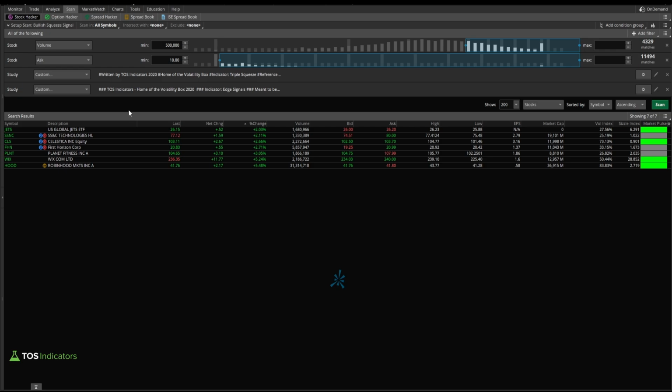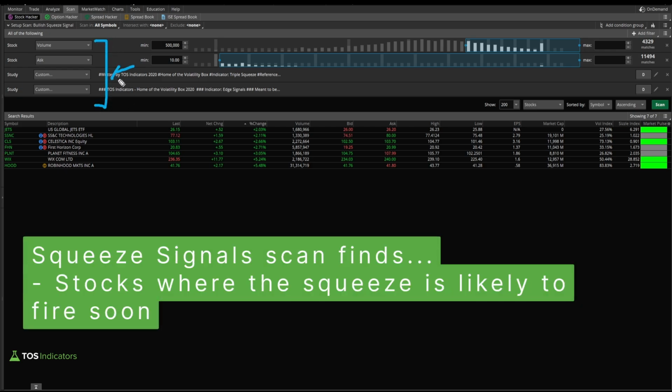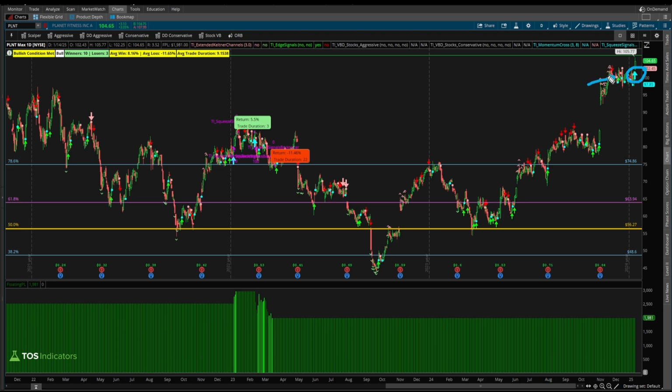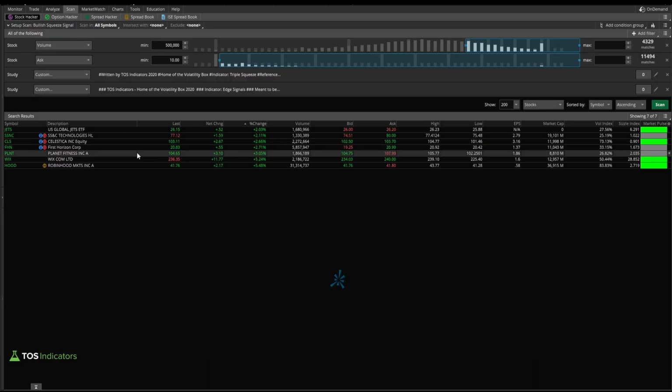Now to get started, I've run our squeeze signals scan here. The squeeze signals is an indicator which plots these blue arrows, and that's simply our sign that, hey, this squeeze is likely to fire soon. We would like to get an entry ASAP.